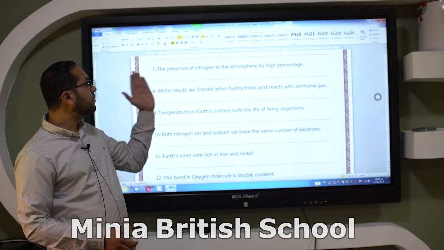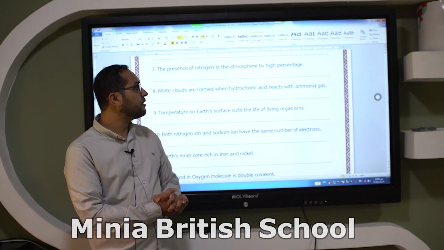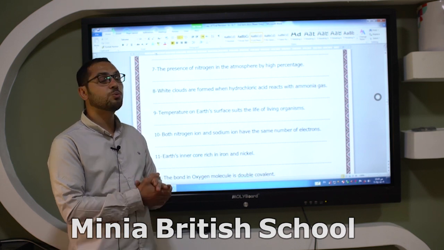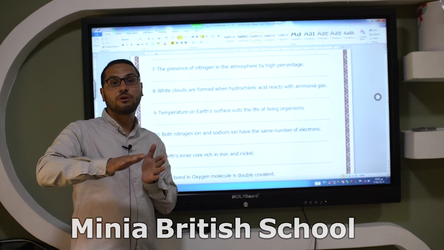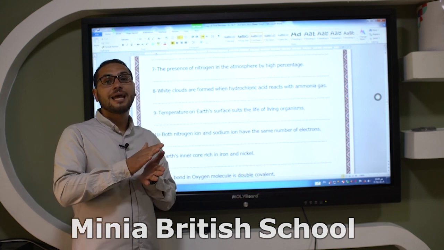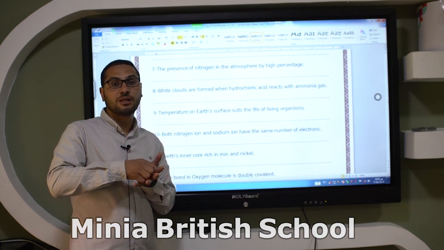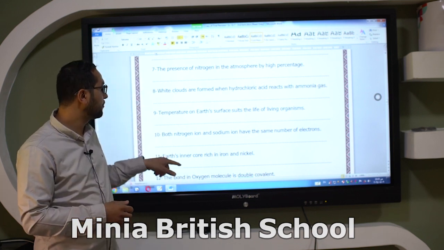Number 7, the presence of nitrogen in the atmosphere at a high percentage. Why? To reduce the effect of oxygen gas, and the plant uses the nitrogen to make protein.